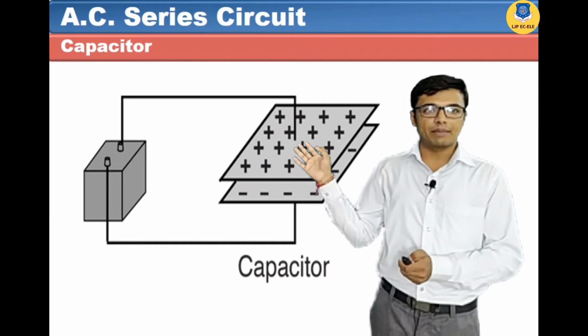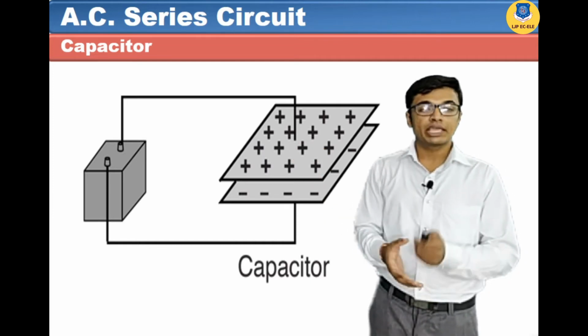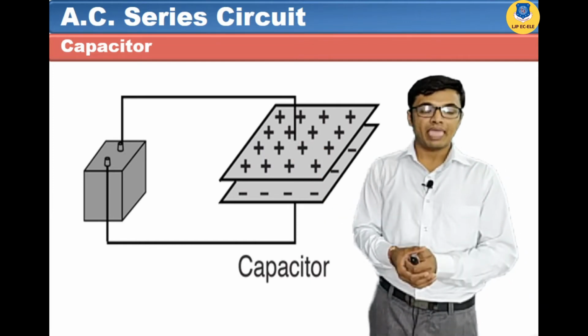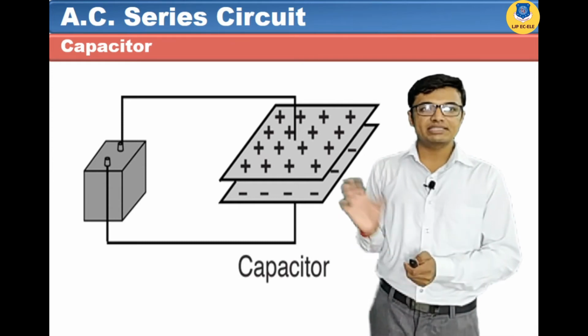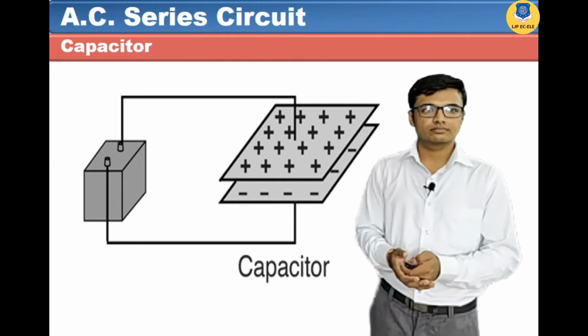Here you can see in the figure that we have connected one source in series with the capacitor. This is the positive plate of the capacitor, this is the negative plate of the capacitor. The unit of capacitance is Farad. There is no power loss in the capacitance and the capacitor will store electrostatic energy inside.